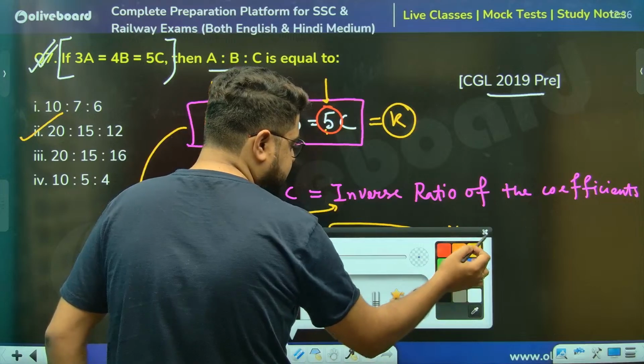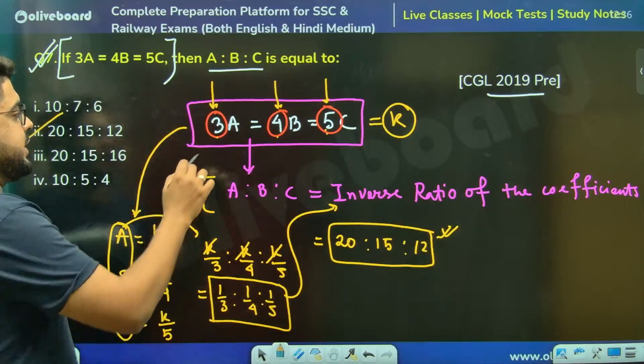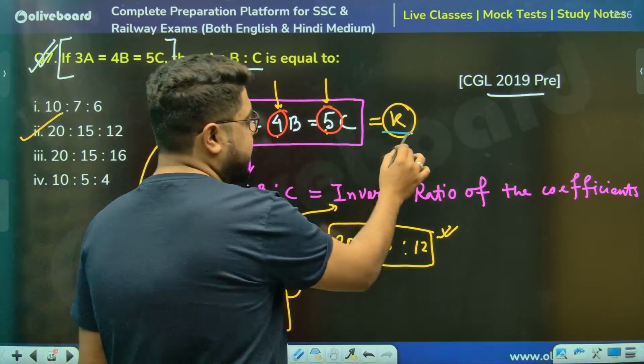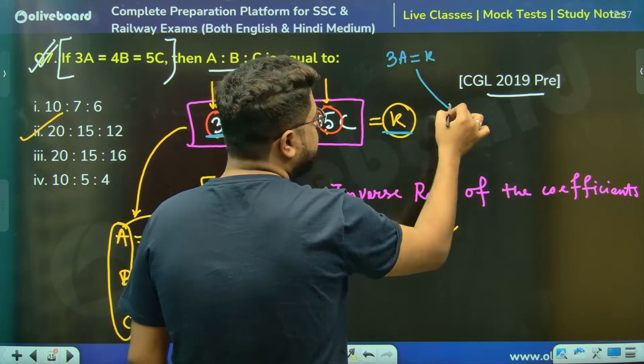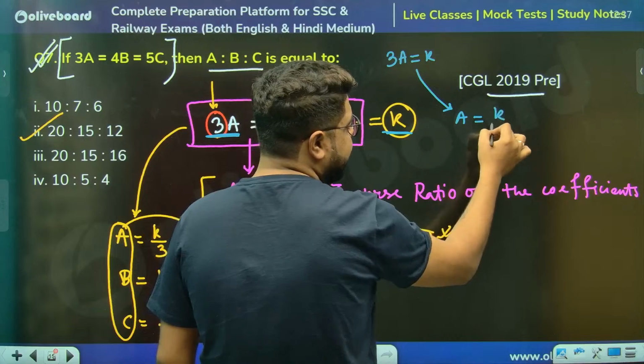Let's see. Everyone, sir, brother, you see, 3a is equal to k, right? I've written 3a is equal to k. So that means a will be equal to what, brother? K by 3.